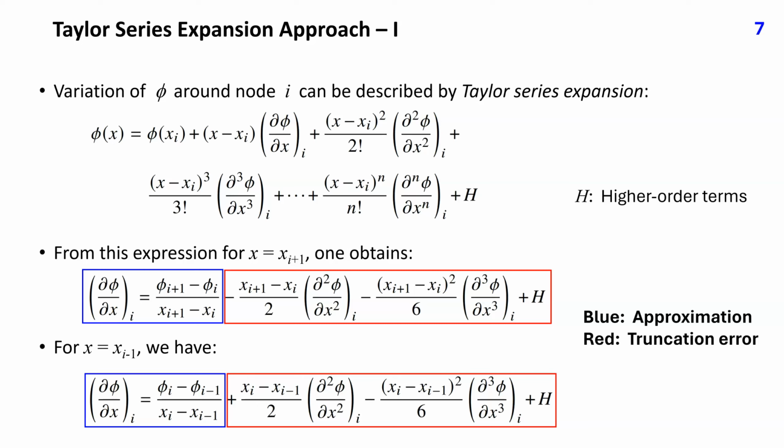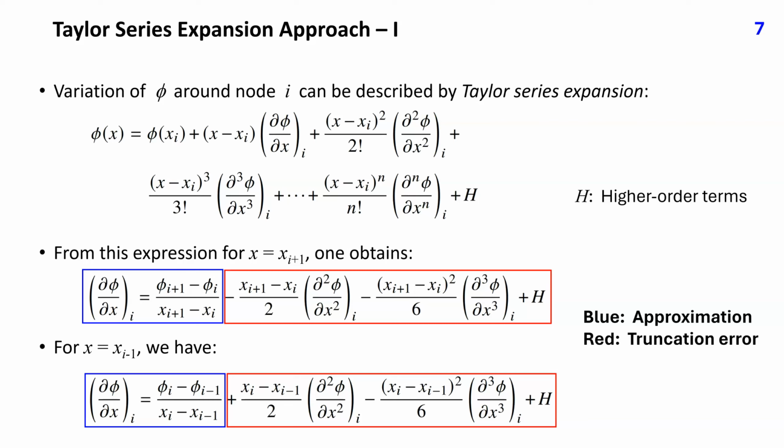An infinite series is not very practical, which is why we always truncate it after n terms. H denotes all terms of higher order. The retained terms on the right-hand side represent an approximation, while H represents the truncation error.